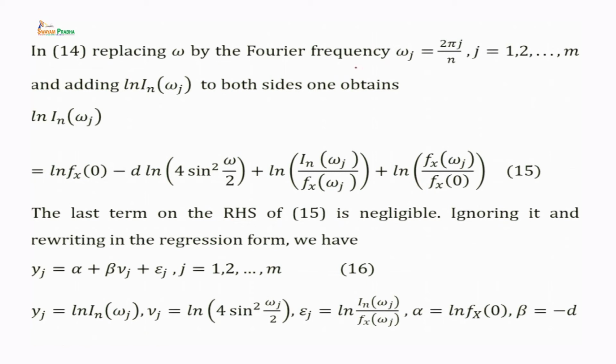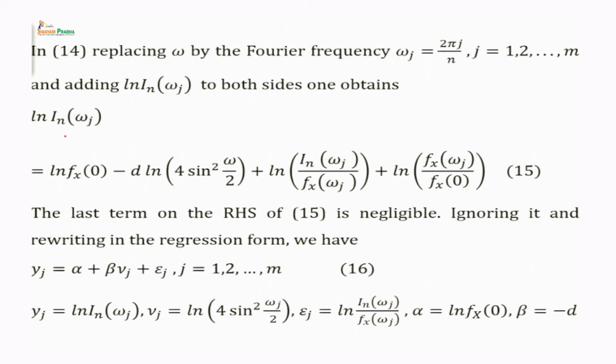Again in 14 we replace omega by the Fourier frequency omega_j and then we add log of I_n(omega_j) on both the sides. So, finally, we obtain log of I_n(omega_j) equal to log f_x(0) minus d times log 4 sin square omega_j by 2 plus log I_n(omega_j) upon f_x(omega_j) plus log f_x(omega_j) upon f_x(0). You can easily verify it. Then this last term is negligible. So, you just ignore this term and then you rewrite it in regression form.